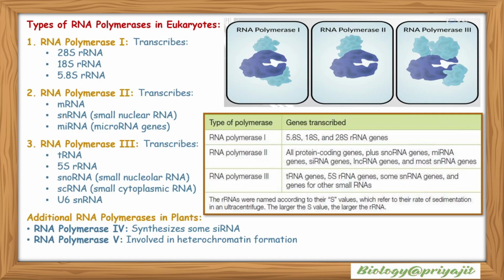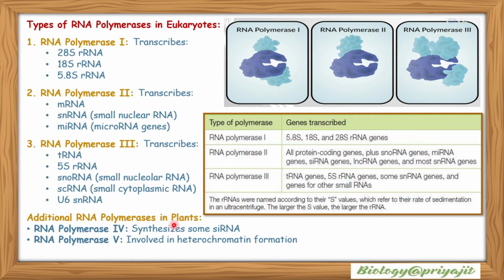Types of RNA polymerase in eukaryotes. RNA polymerase 1 transcribes 28S rRNA, 18S rRNA, and 5.8S rRNA. RNA polymerase 2 transcribes mRNA, small nuclear RNA, and microRNA genes. RNA polymerase 3 transcribes tRNA, 5S rRNA, small nuclear RNA, small cytoplasmic RNA, and U6, which is a special kind of small nuclear RNA. So this is the table showing the different types of RNA polymerases.